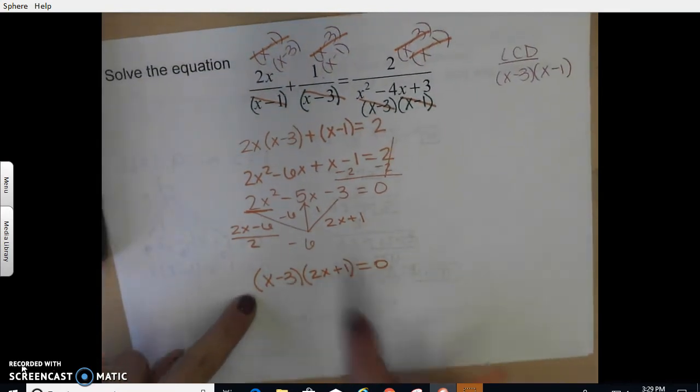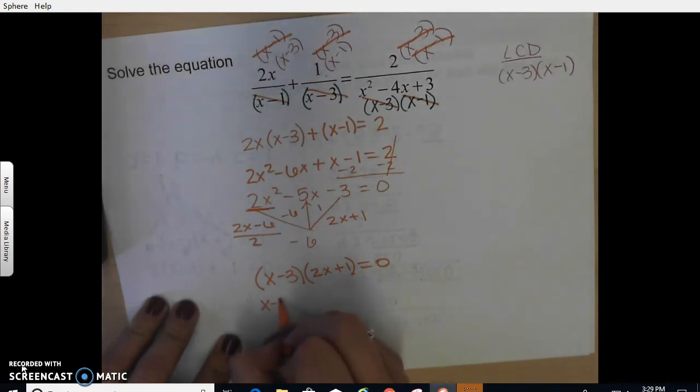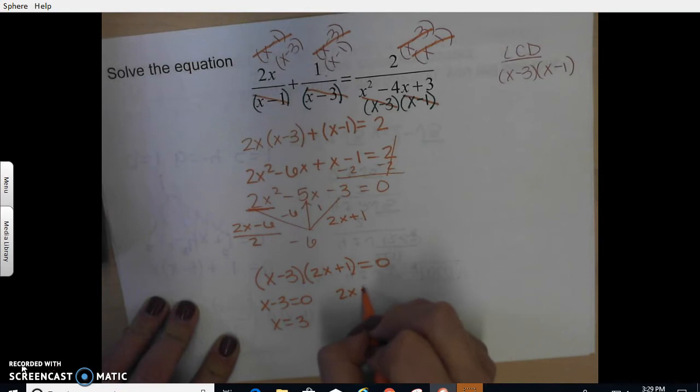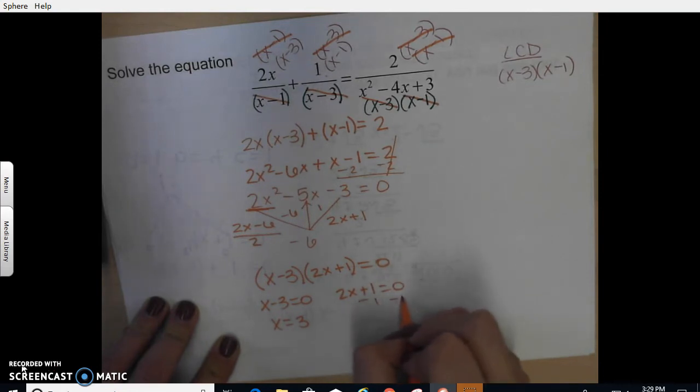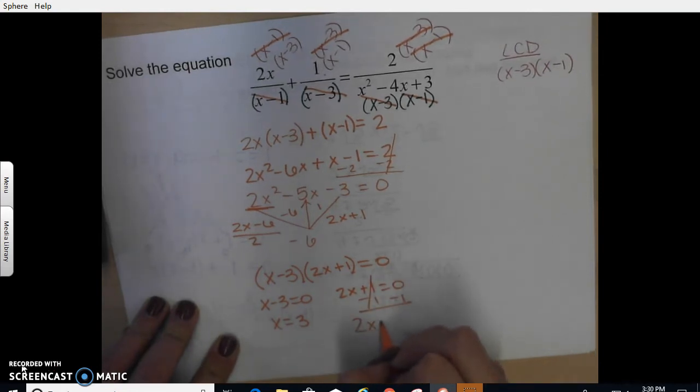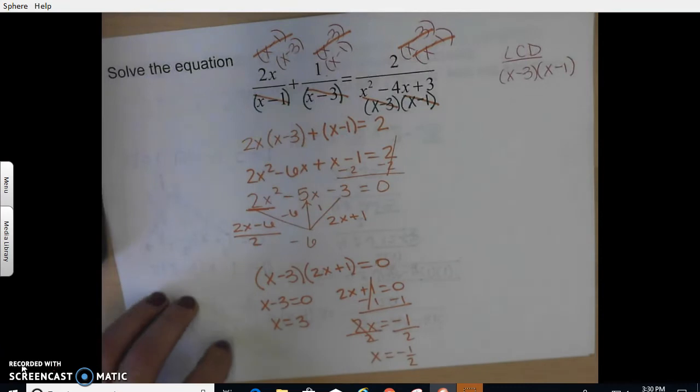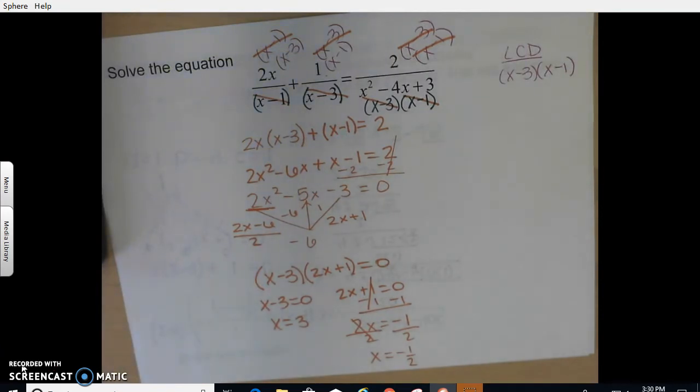And now set each factor equal to 0. x minus 3 equals 0, x equals 3. 2x plus 1 equals 0, x equals negative 1/2. Before I say that either of these is my solution, I need to check and plug them into the original function. I'm sorry, the original equation.